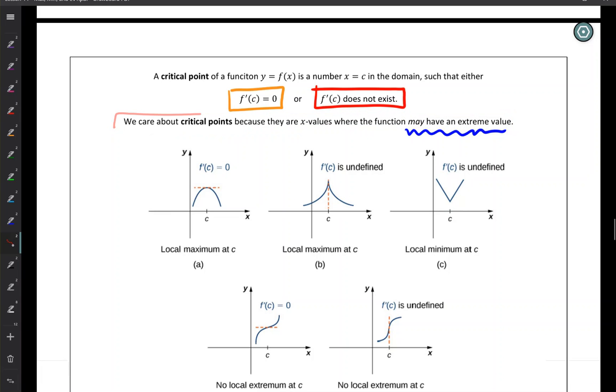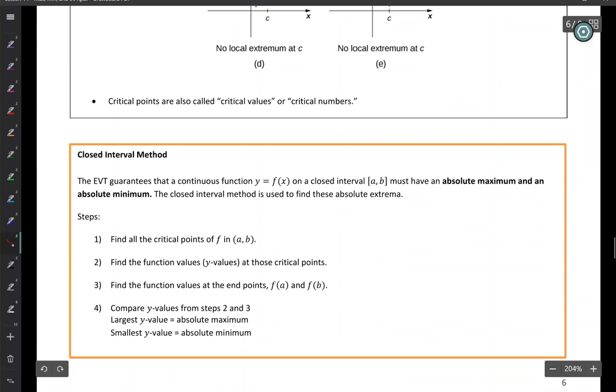All right, so now we've laid all of the foundation for us to go ahead and use our closed interval method, which we'll do in our last video.